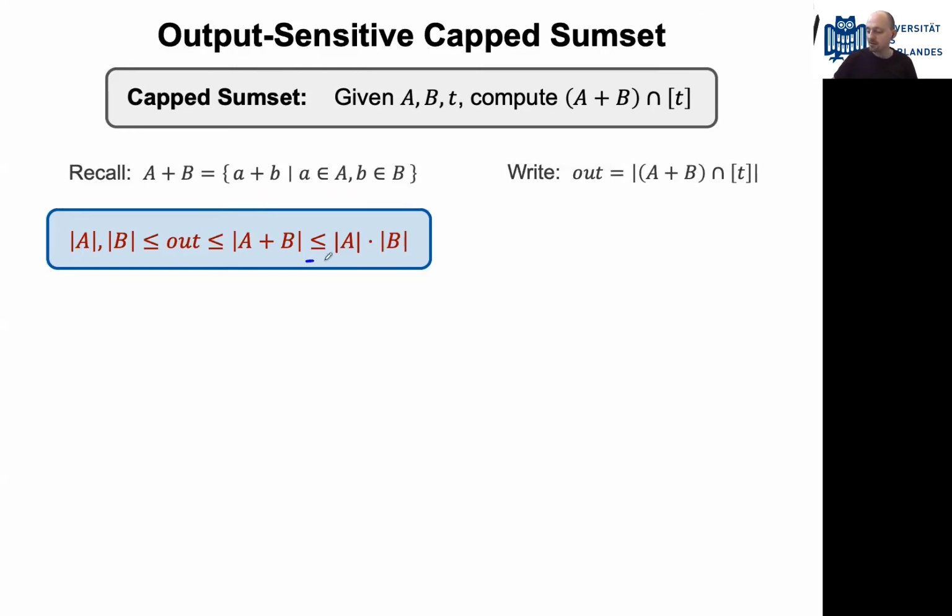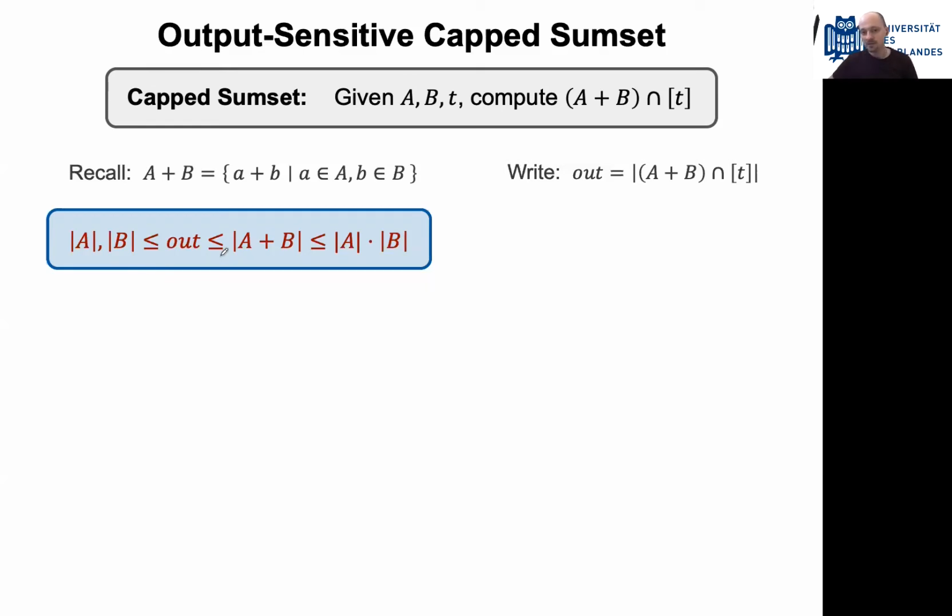Now this inequality here is immediate from the definition of the Sumset. This inequality here is immediate because we want to compute a subset of the whole Sumset. The first inequality, for this you actually have to do some without loss of generality reduction. Namely, we remove any element of A such that if we add it to the minimum of B, we're already larger than T. Then clearly this element of A is irrelevant for the problem, and we can remove it. If we do a similar thing for B, then we can guarantee this inequality.